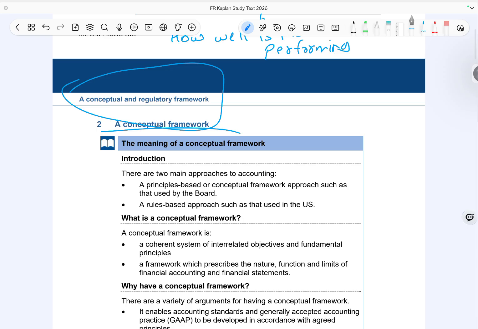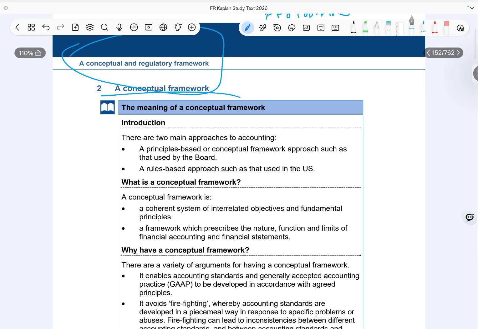Remember earlier we discussed two approaches to accounting. First was a principle based approach, which is used by the IASB, and the second is the rules based approach, which is mainly used by the US. Today we are focusing on the principles based approach.